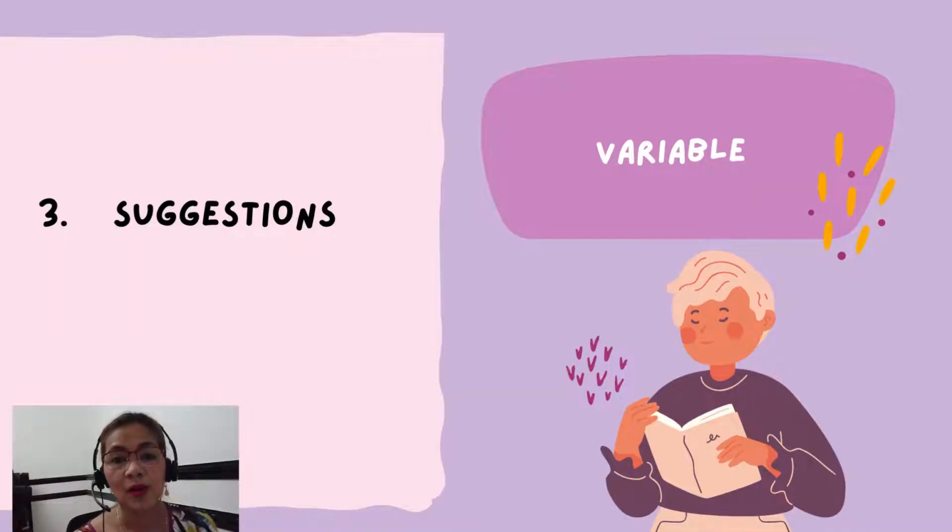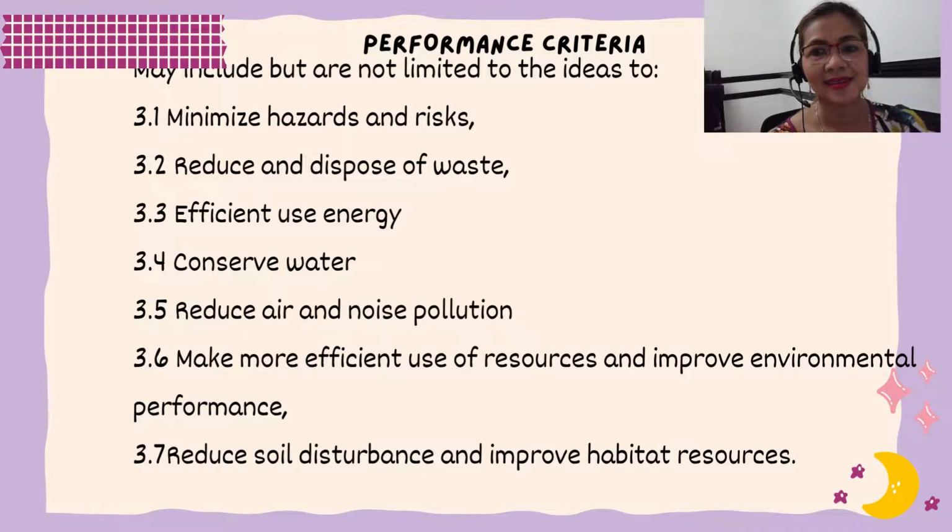The third variable is all about suggestions. What are the suggestions that you have to suggest to our students so we can protect our workplace environment? These suggestions may include, but are not limited to, the following ideas.